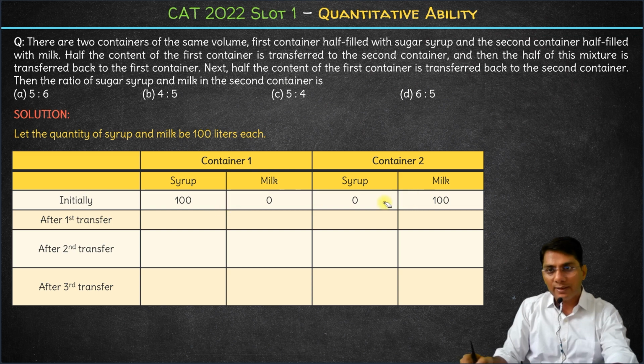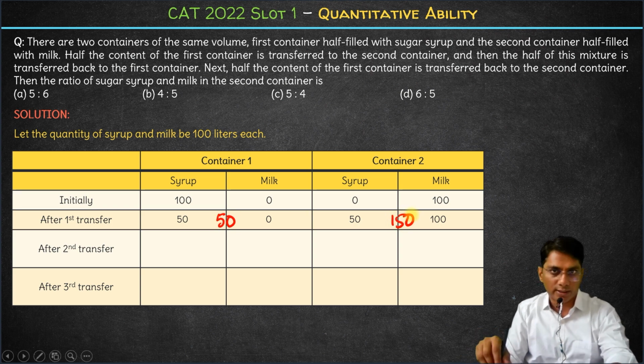So now the syrup left in container 1 will be 50 liters, since 50 liters is gone. Milk, there was nothing, so nothing will be gone, 0. Now 50 liters of syrup was added here, right? So this will become 50, and milk will remain as it is, 100 liters. So this is the quantity of syrup and milk in each of the containers after the first transfer. So now you have 50 liters total here and you have 150 liters total here.